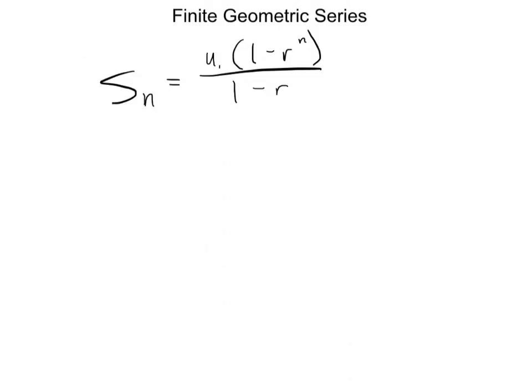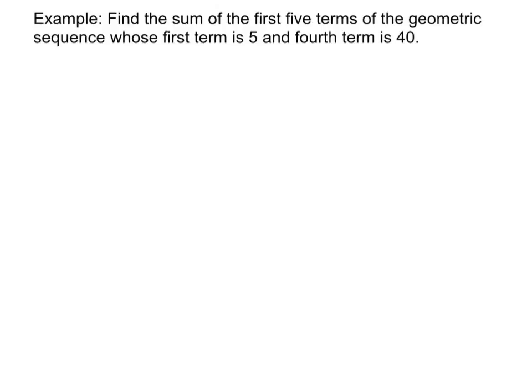So let's look at that first simple example. Find the sum of the first 5 terms of the geometric series whose first term is 5 and fourth term is 40. They want us to find the sum of the first 5 terms, right? That means we need to do the first term times 1 minus the common ratio to the 5th, over 1 minus the common ratio.